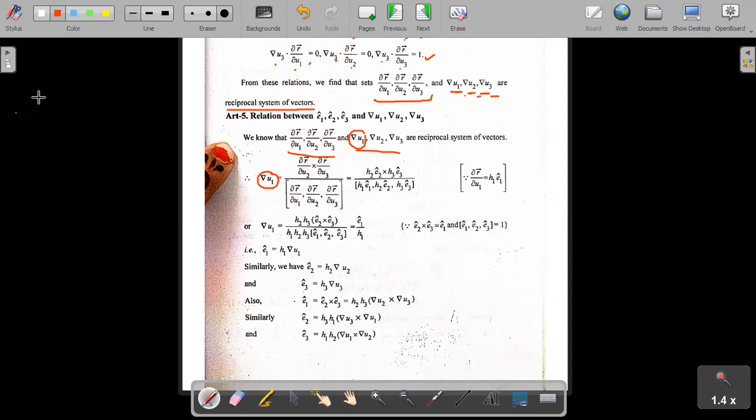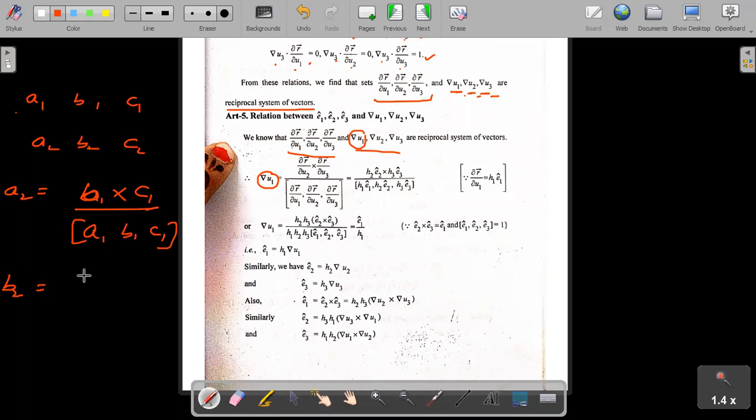If you remember, if there are two systems a1 b1 c1 and a2 b2 c2, if they are reciprocal systems, then a2 can be written as what, b1 cross c1 over the scalar product of a1 b1 c1. Similarly b2 will be, c1 cross a1, leaving out b1, over a1 b1 c1, and so on. So here, gradient of u1 will be, leaving out the first u1 vector, del r by del u2 cross del r by del u3 over the scalar product of del r by del u1, del r by del u2, del r by del u3. Beta, is it fine?